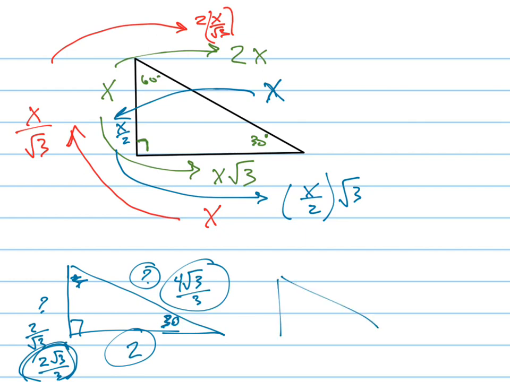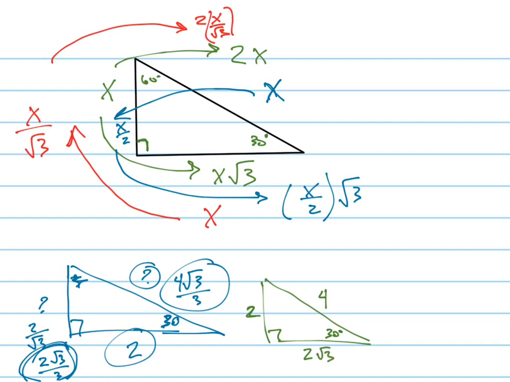If you were given this number was 2, in a 30, 60, 90 like this, what's this side over here? 4. I should change the color on this. So if this is 2 over here, then this is 4, and this one is 2 root 3.